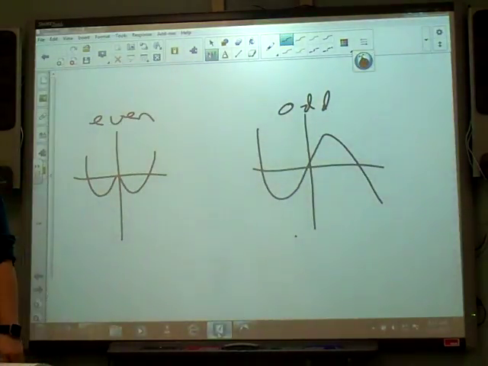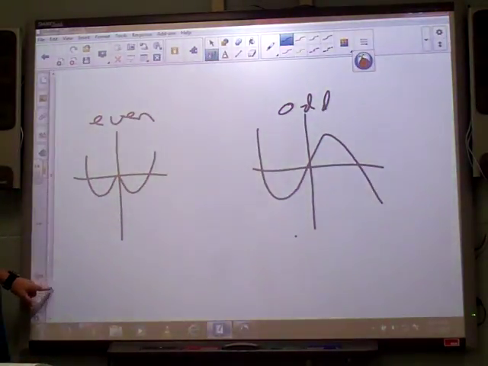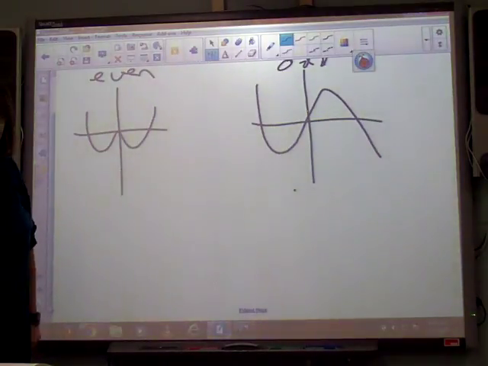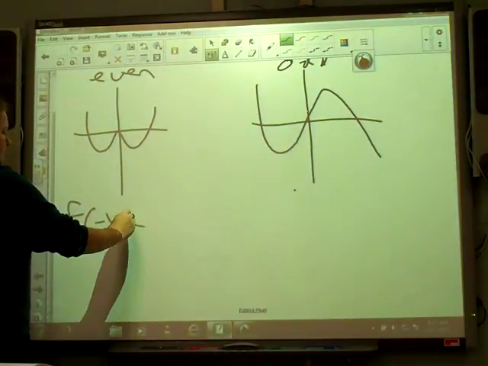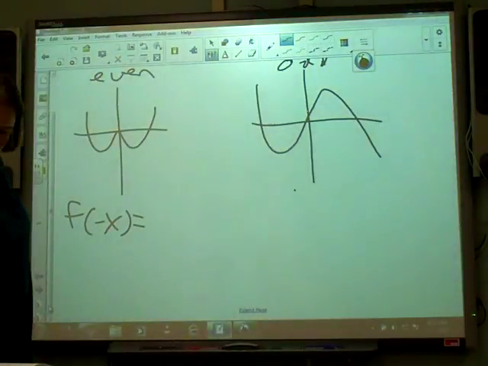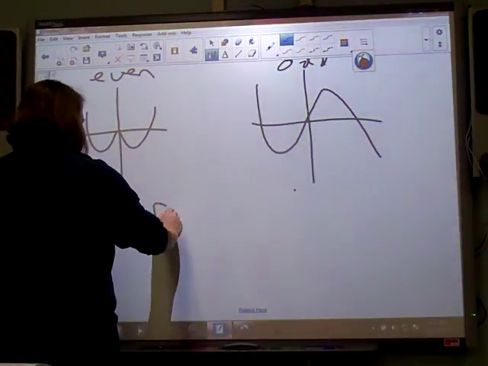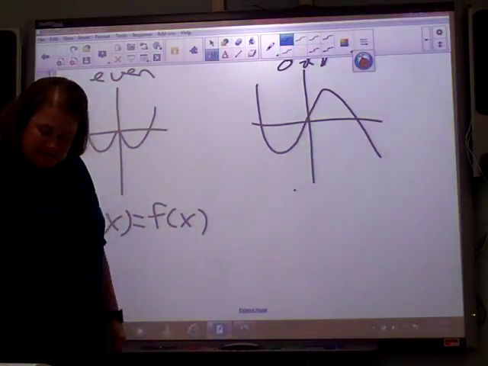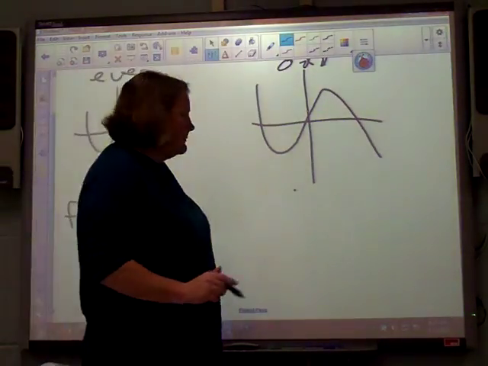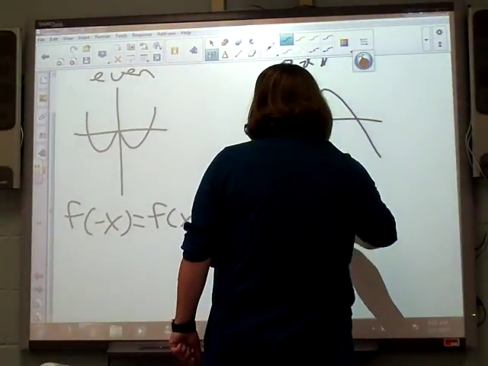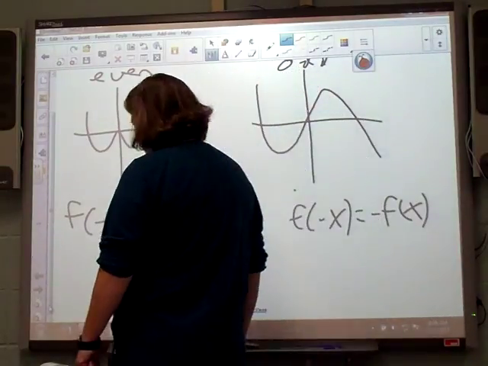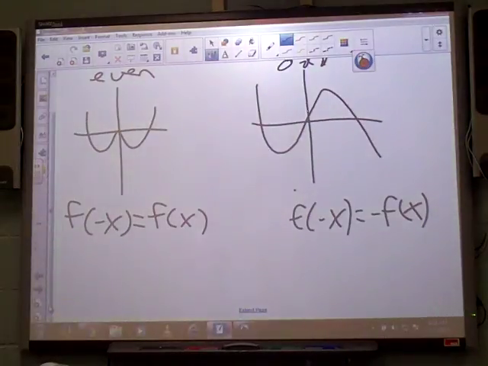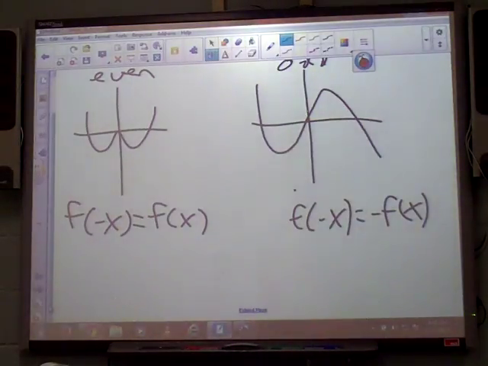Now, there's a check for these. To test if it's an even function, when we plug a negative x in, it has to equal what we started with. If we're testing for an odd function, when we plug a negative x in, it has to turn everything negative. Okay, so write that down and we'll figure out what I'm actually talking about and do a couple.